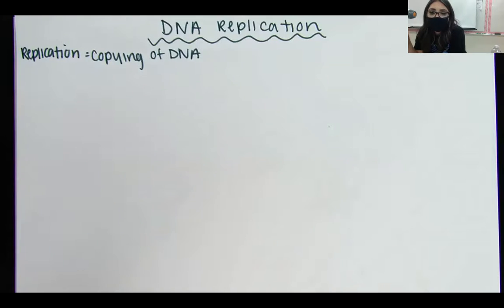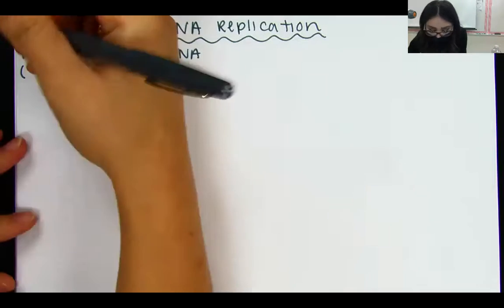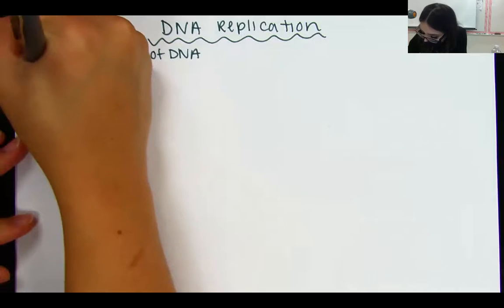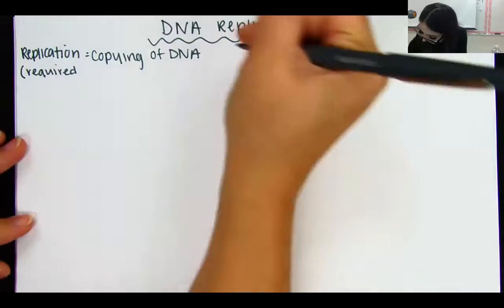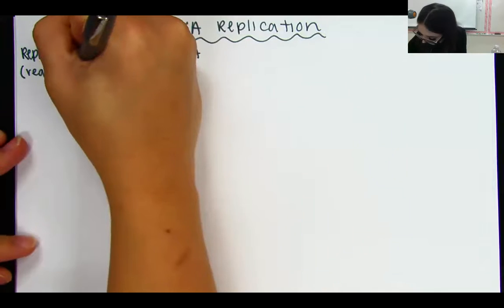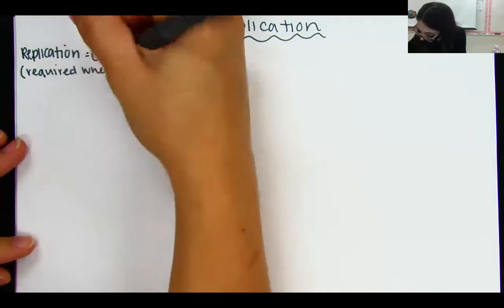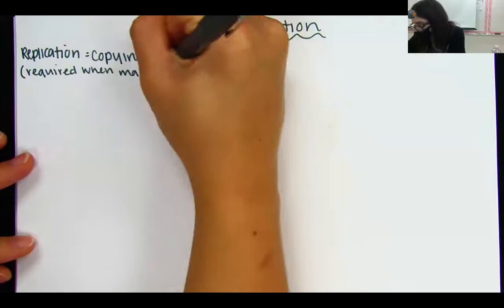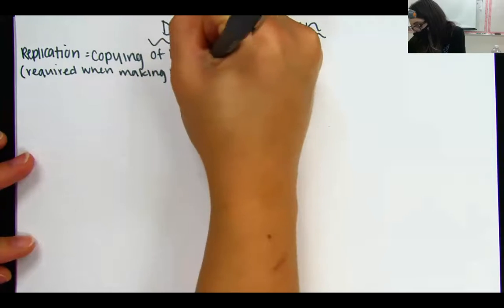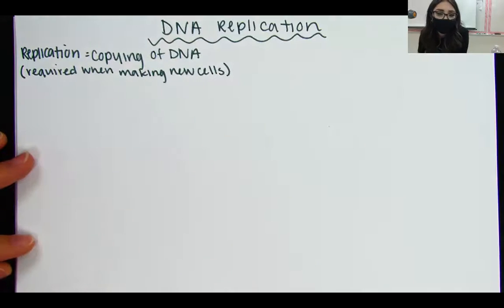But regardless, if we are making new cells, those cells must have a copy or their own copy of the code. So we're going to make sure that we at least write that down. We are required to have a copy of DNA when we're making new cells.